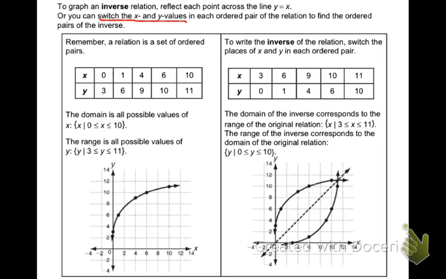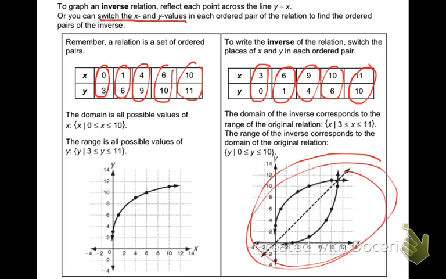So for instance here, remember relations are sets of ordered pairs. So x, y, I have 0, 3, 1, 6, 4, 9, 6, 10, and 10, 11. To find the inverse, what do I do? I just flip them all. So I get 3, 0, 6, 1, 9, 4, 10, 6, and 11, 10. Notice my inverses are like flipped across that line. They're kind of mirrored images of each other. They're inverses.